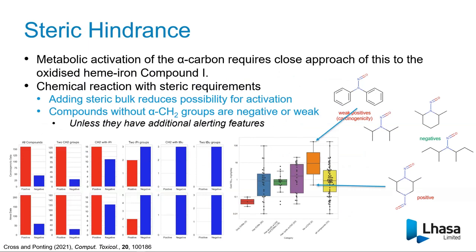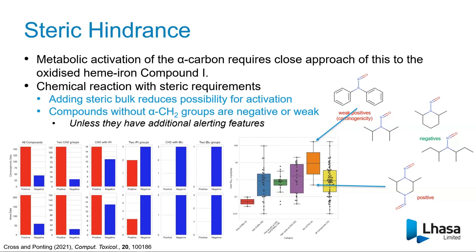So the next thing we need to look at is the steric hindrance around the nitroso group. Metabolic activation by a P450 is a chemical reaction. It's got some fairly strict steric requirements. Don't forget that what you need to do is bring the alpha carbons of your nitrosamine really close to a large flat plane, because that's the heme group. And so anything that inhibits the approach of the alpha carbon to this flat plane really dramatically reduces the rate of alpha hydroxylation.